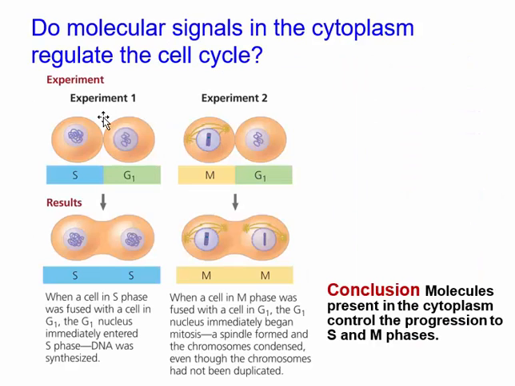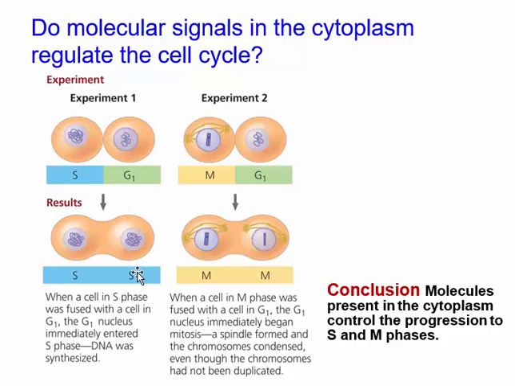So here in experiment number 1, we're fusing two cells. One is in S phase. Remember, that's synthesis phase. That's when DNA is being copied. And the other is in G1 phase. This is just before S phase. When we fuse them together, this second cell will enter S phase. So it's like it's getting something from the cytoplasm of the cell that it's fused with to say, oh, get into S phase. And it can do that. S phase would be the next phase anyway.